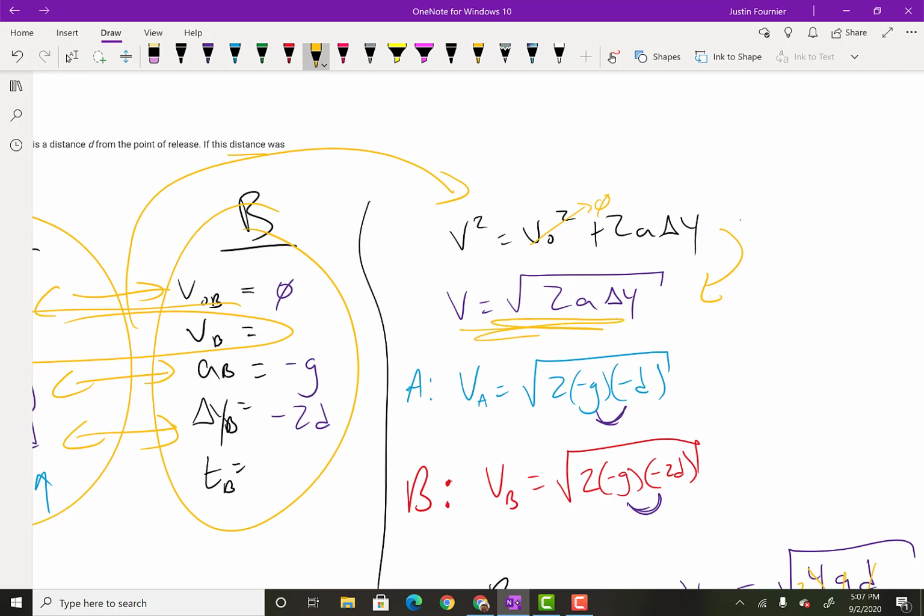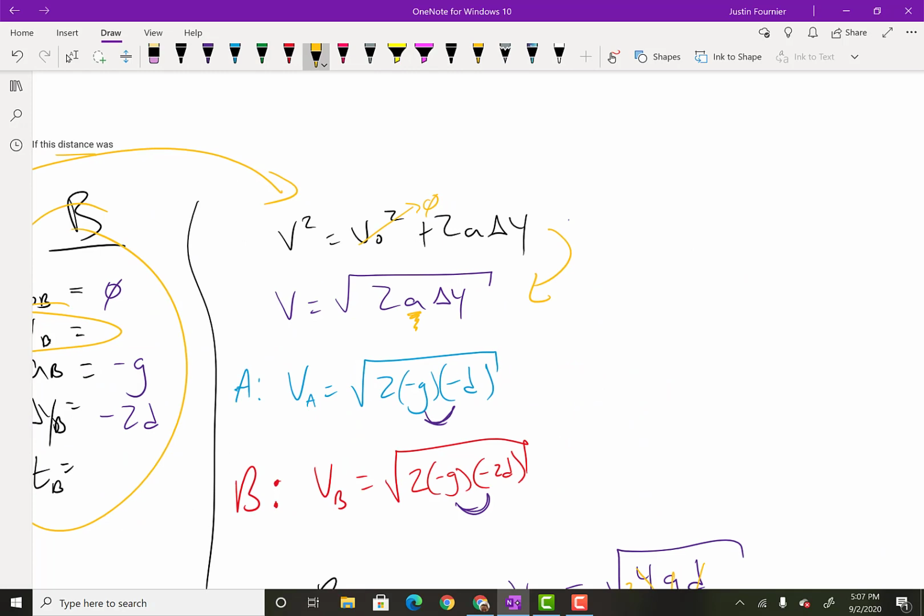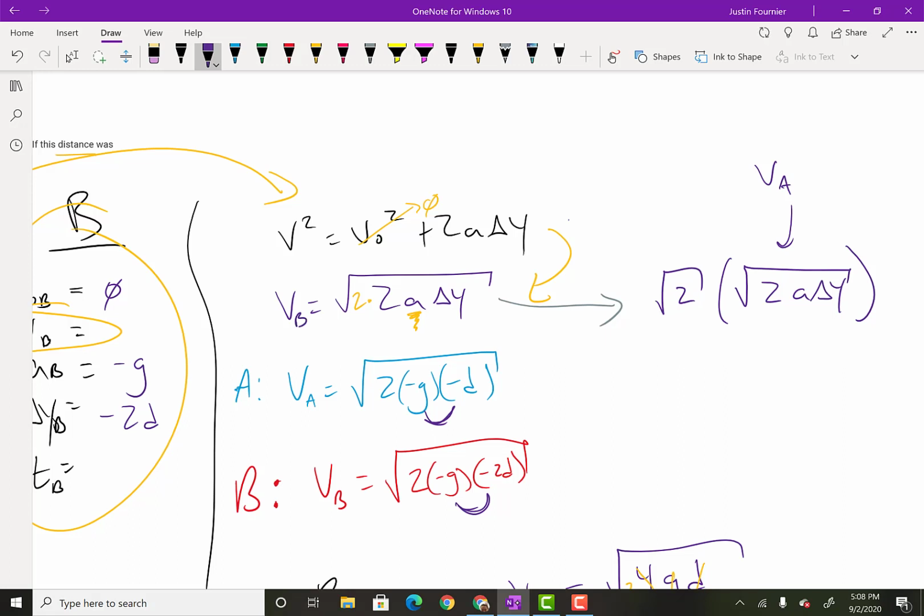So now I can start to make a comparison. The acceleration is held constant. So if I were to double this delta y, and that's what's happening, instead of d it's doubling delta y, I then can factor this out. If I pulled that 2 out completely, there's still a square root over it. So it'd be the square root of 2 multiplied by the square root of 2a delta y, which was the original velocity. This was VA basically. So VB is the square root of 2 times VA.